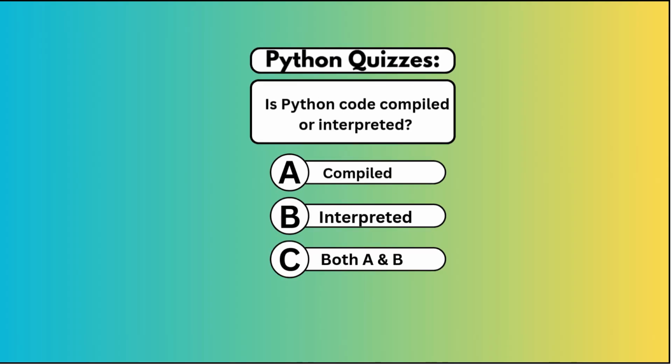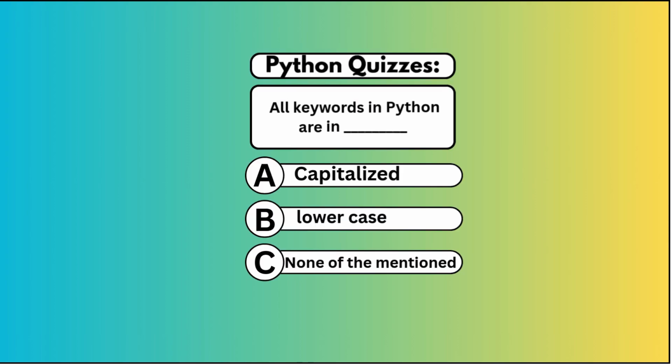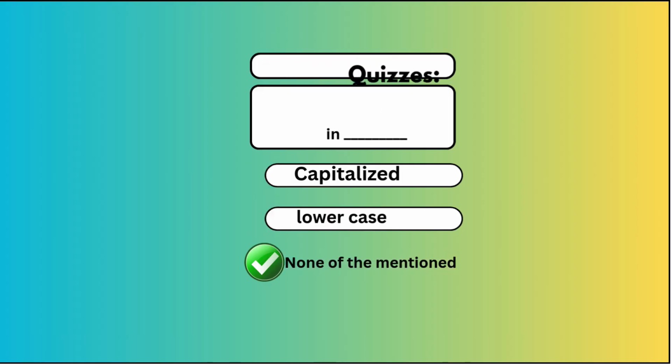Number 5. Is Python code compiled or interpreted? Many languages have been implemented using both compilers and interpreters, including C, Pascal, and Python. Number 6. All keywords in Python are in. Most keywords are in lowercase, but some like True, False, and None are capitalized.